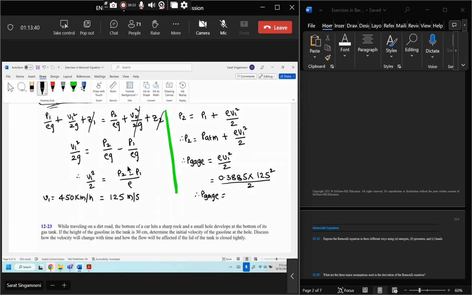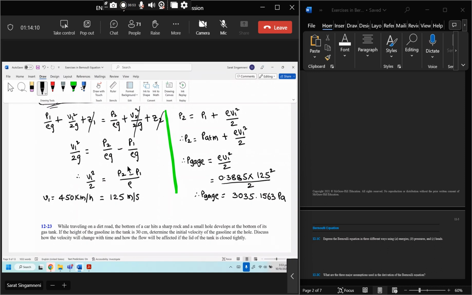125 squared over 2. So therefore, the gauge pressure. This gauge spelling is a bit strange. Sometimes it is written as GAGE and GAUGE. So both are equally valid. One is probably British and the other one is American. The answer is 3035.1563 Pascal. All right, that's the pressure.